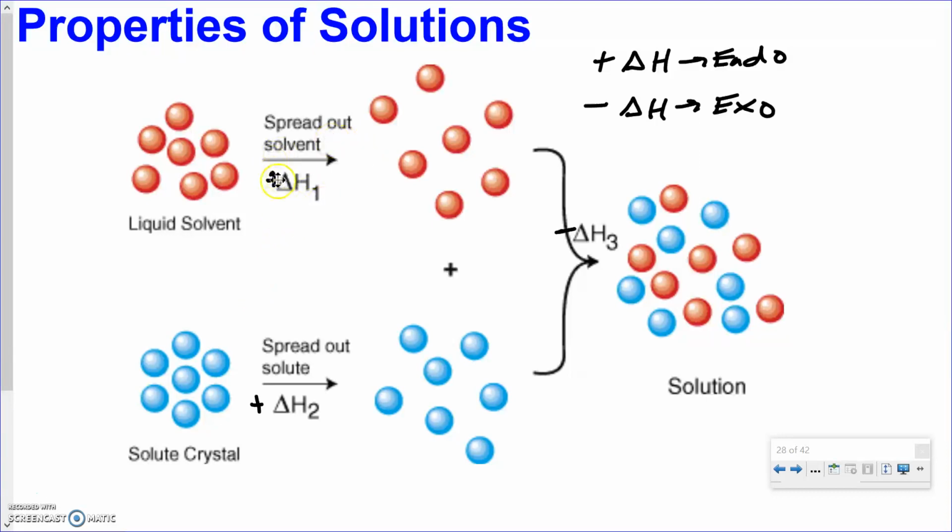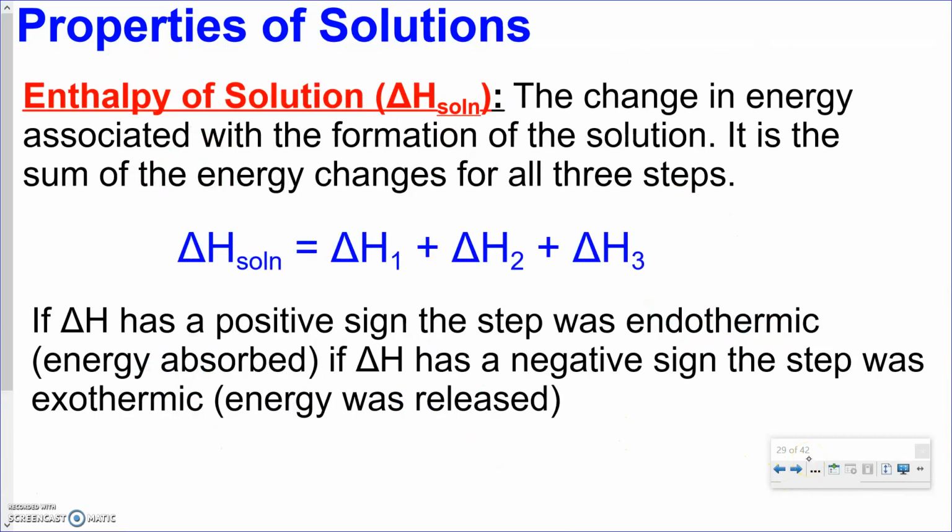Remember, both of these processes require the breaking of intermolecular forces and therefore have a positive delta H, or positive enthalpy, meaning it's endothermic. And then the last step is where they come together and they actually form intermolecular forces between them. And remember, forming intermolecular forces is exothermic, or a negative delta H. Okay? So let's keep looking at this. So these three steps together will give us the delta H of the system.